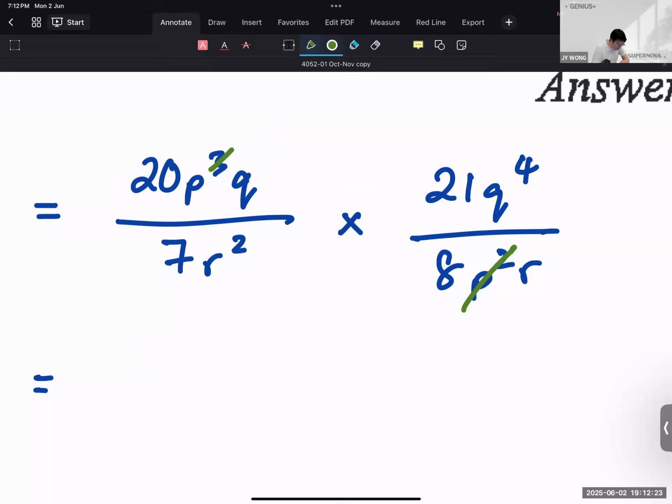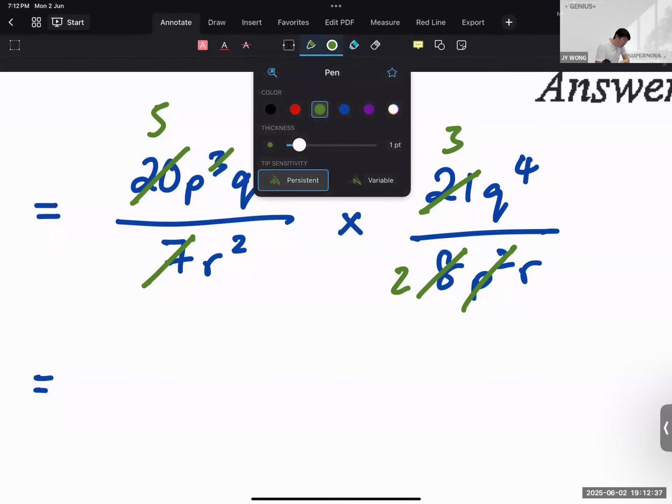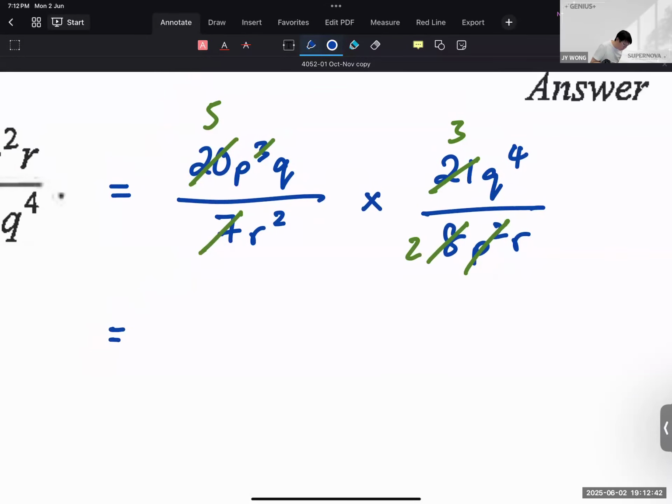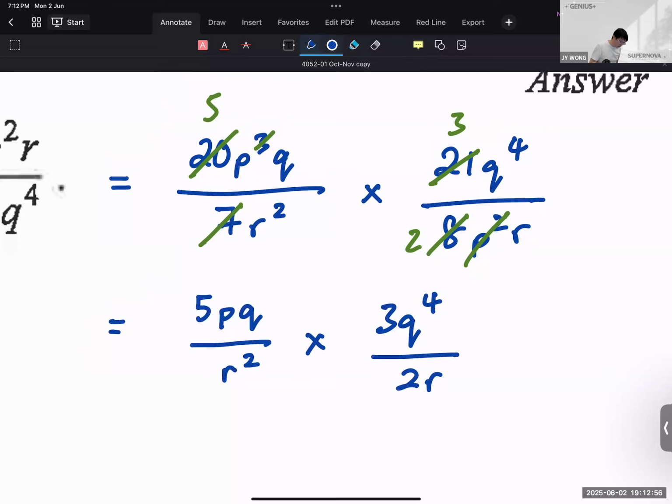Okay, but also don't forget to cancel whole number. Sometimes you all will randomly forget to cancel your whole numbers. So divide by 4 here, left with 2. Divide by 4 here, left with 5. Got anything else to cancel or not? Don't have. That's all. So now, if you are easily confused, you should not multiply out straight away. You write them as 2 separate fractions first. So on the left side, I have 5p q over r square. Then on the right side, I have 3q to the power of 4 over 2r.